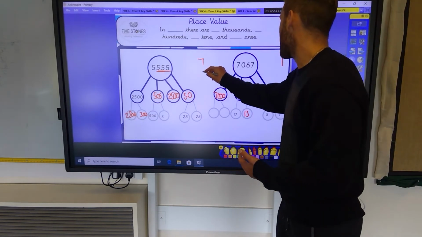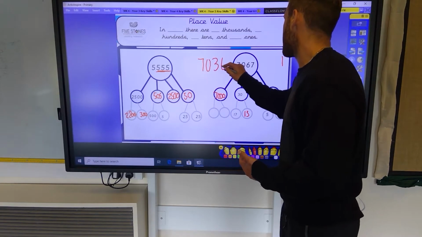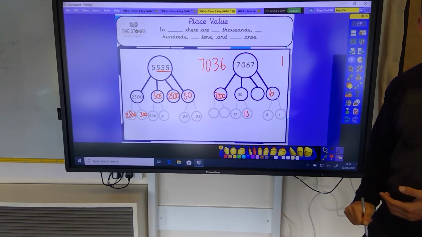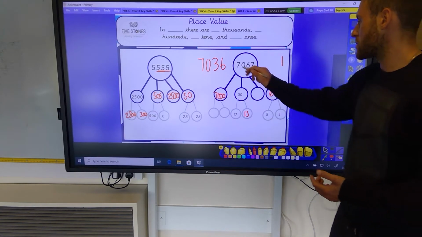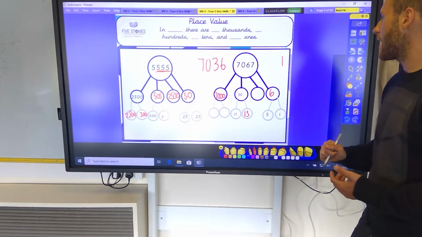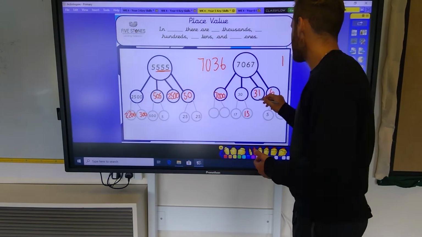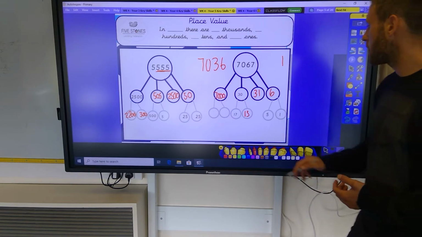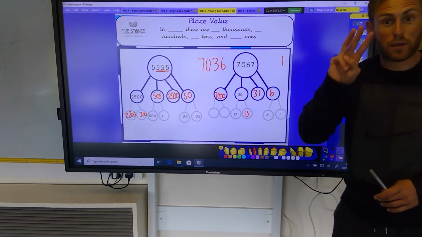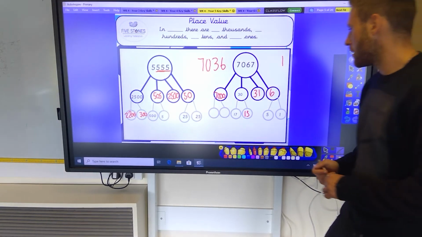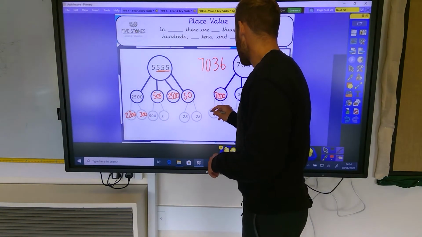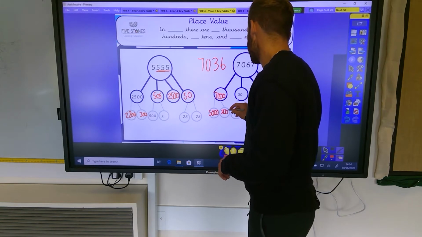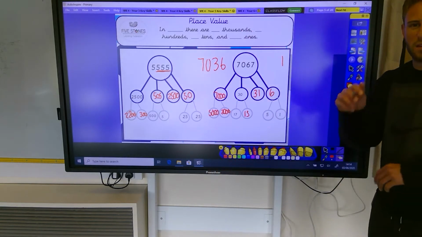So now we've got 7,036. How are we going to get from 7,036 to 7,067? So we're missing 1 to get the 7, and then we're missing 30. So we're missing 31. So well done if you managed to spot that one. Now we're going to partition 7,000. Can you give me 3 different ways? Let's go. Number bonds to 7. I'm going to go 5,000 and 2,000. That seems to be my favourite number bond to 7. I keep going back to that one.